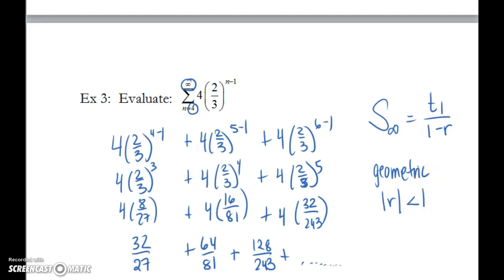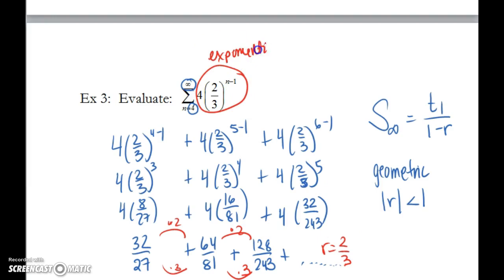So let's confirm that it's geometric. Notice in our numerators we're multiplying by 2, and on denominators we're multiplying by 3, and so it appears that R is 2/3. And if you go back and look at the original expression, it's exponential, and that's enough to tell us that it's geometric.